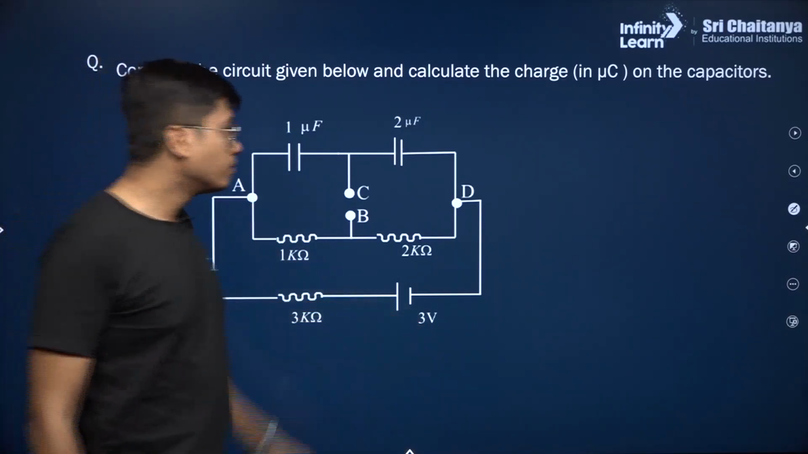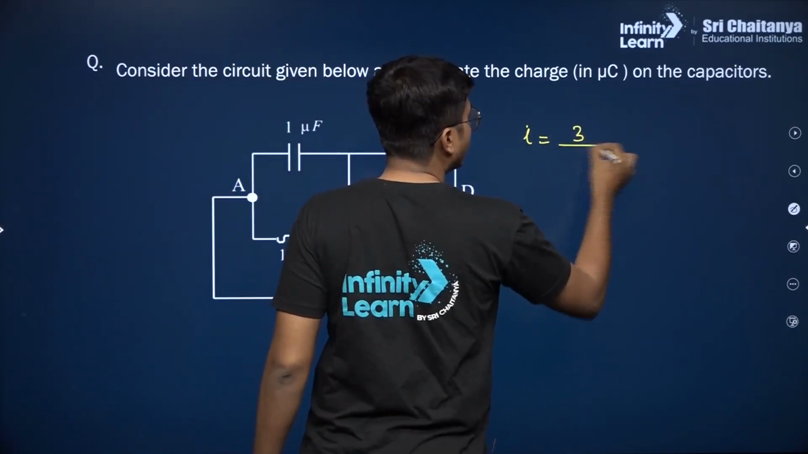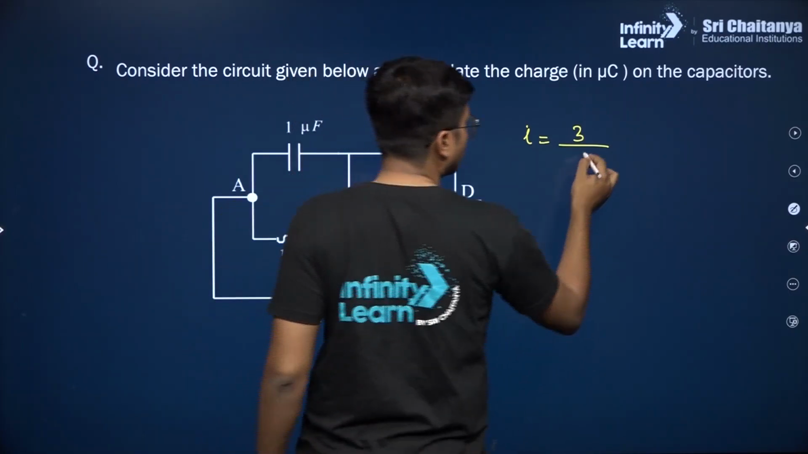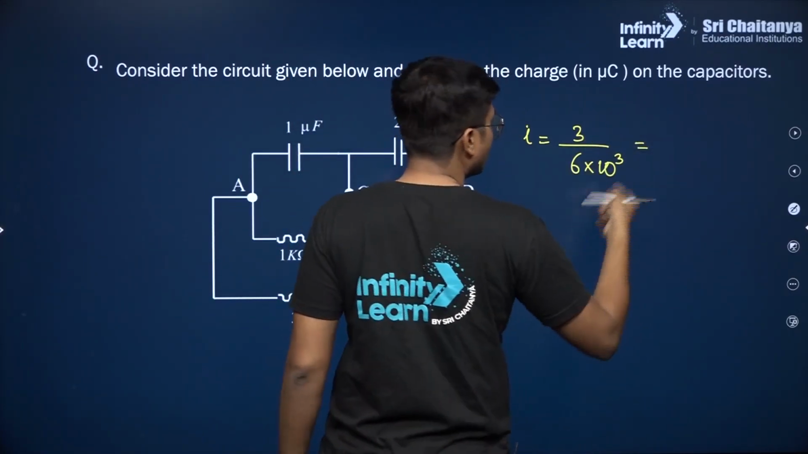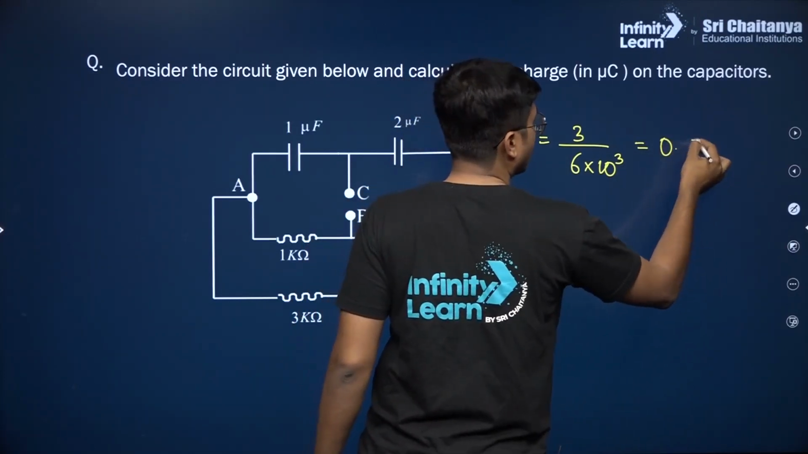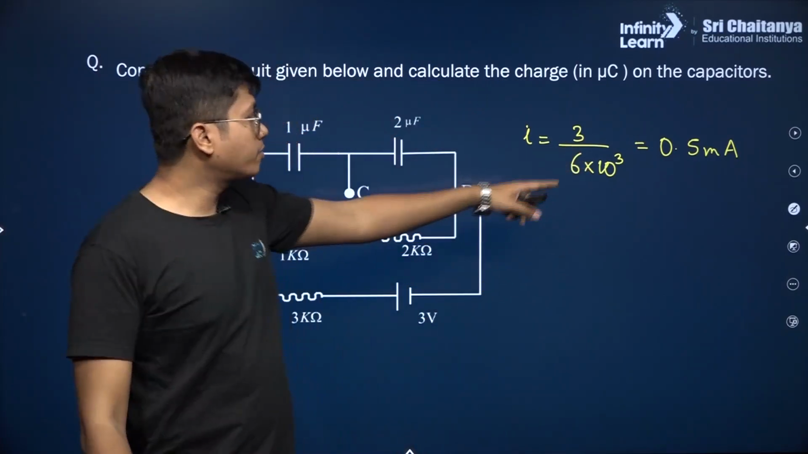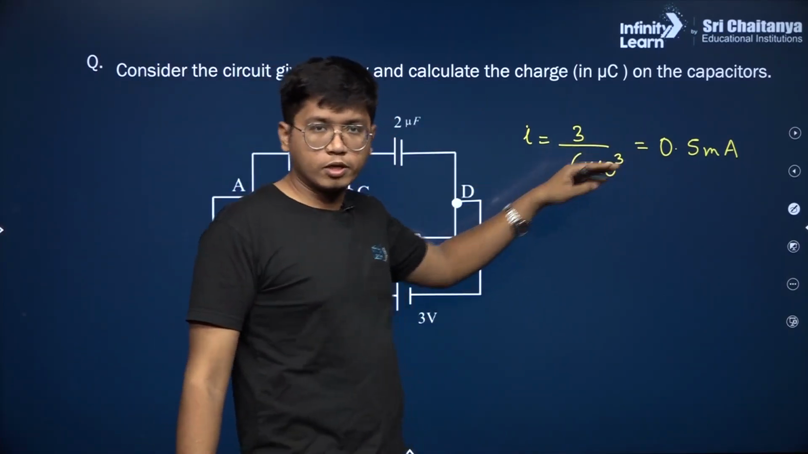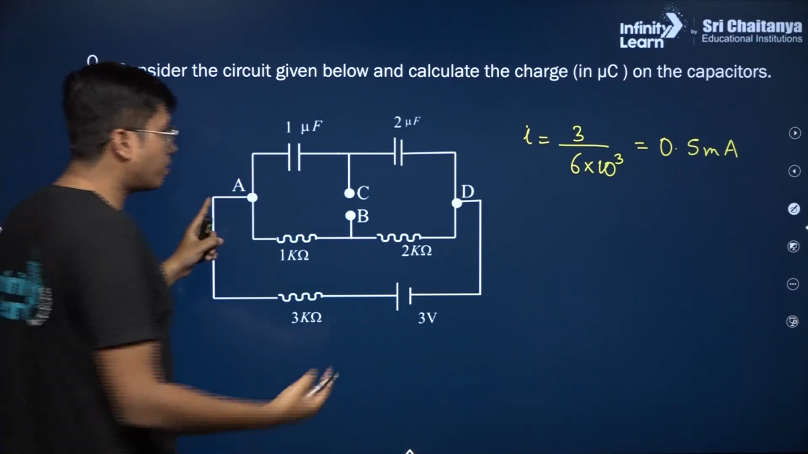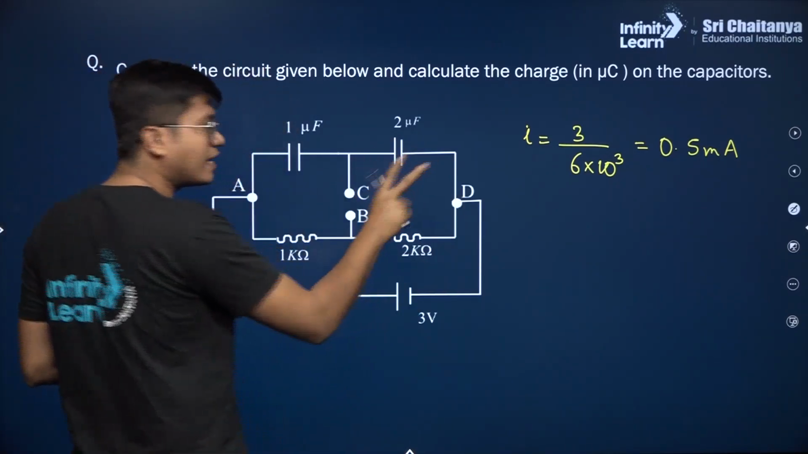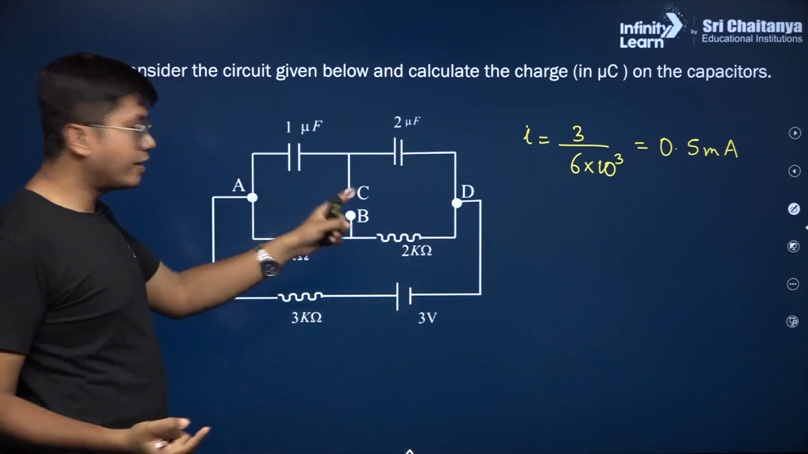Voltage is 3 volts. So the current flowing, I, is equal to 3 divided by 6 kilo ohm, so 6 into 10 to the power 3. That will give you 0.5 milliampere. Milli comes because of this 10 to the power 3 down below. So that is the current flowing. Now we have to find what is the potential difference across these two. Forget C and B, that's already an open circuit. We have to find the potential difference across A and D.